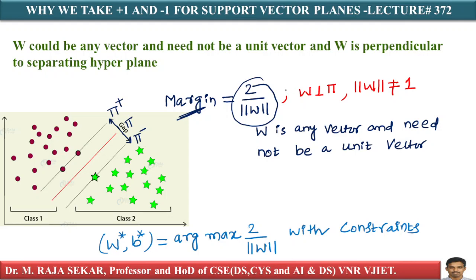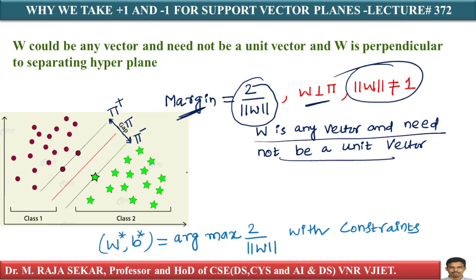What are the constraints? Here let me say the margin or gap is 2 by norm W, where W is perpendicular to the separating hyperplane pi. Of course, it will be perpendicular to pi plus and pi minus as well, and it need not be a unit vector. W is any vector and need not be a unit vector. What we have to do here? Our whole task is maximizing the margin with some constraints.